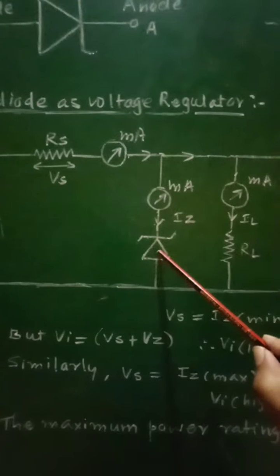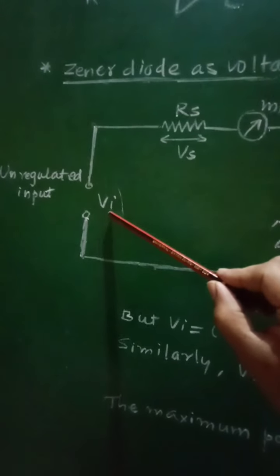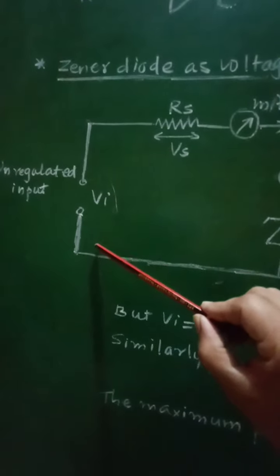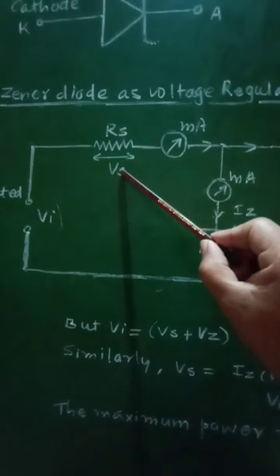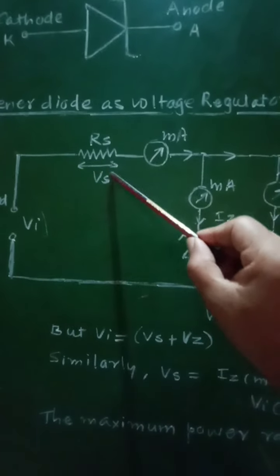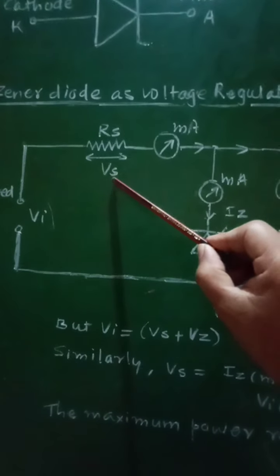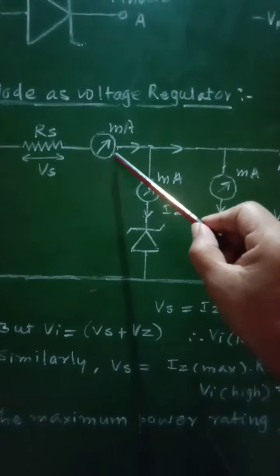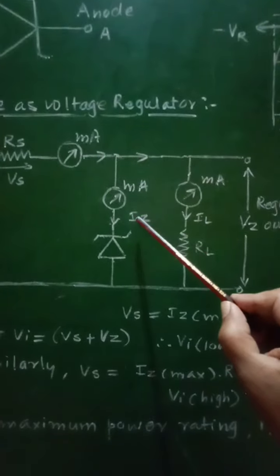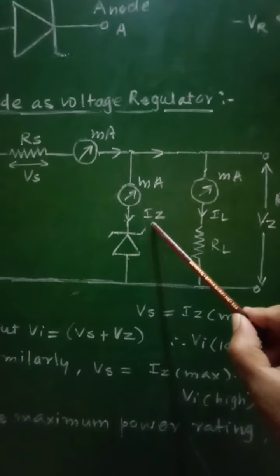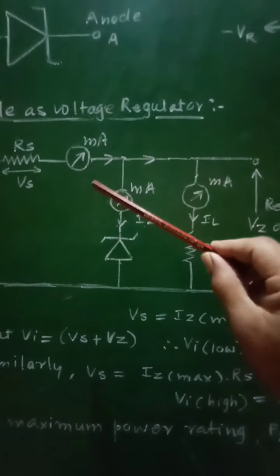So in this case, here there will be a Zener diode. Then the unregulated input signal, that is Vi, will be connected here. Then Rs is the series resistance which is connected, across which the potential developed is Vs. Here there will be a milliammeter to measure the current. Then here there will be a second milliammeter which measures the Zener current, that is Iz. This milliammeter will measure the total current flowing through the circuit.